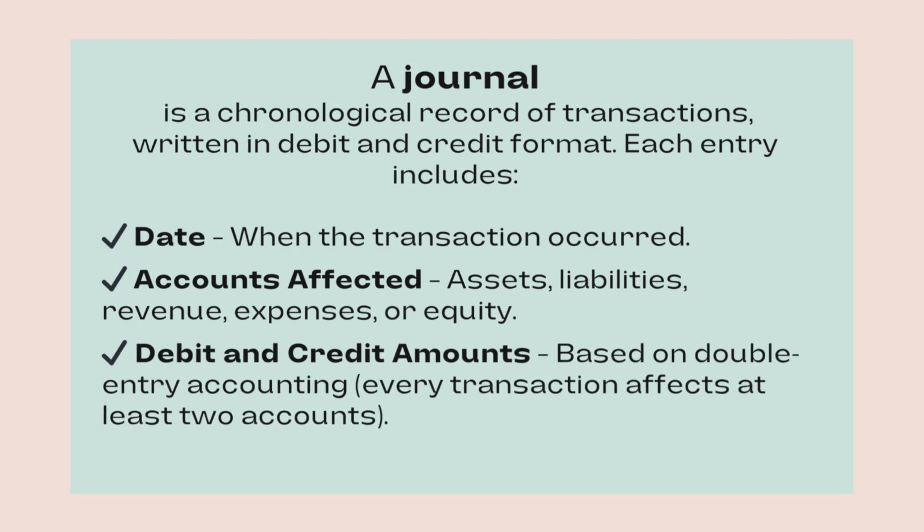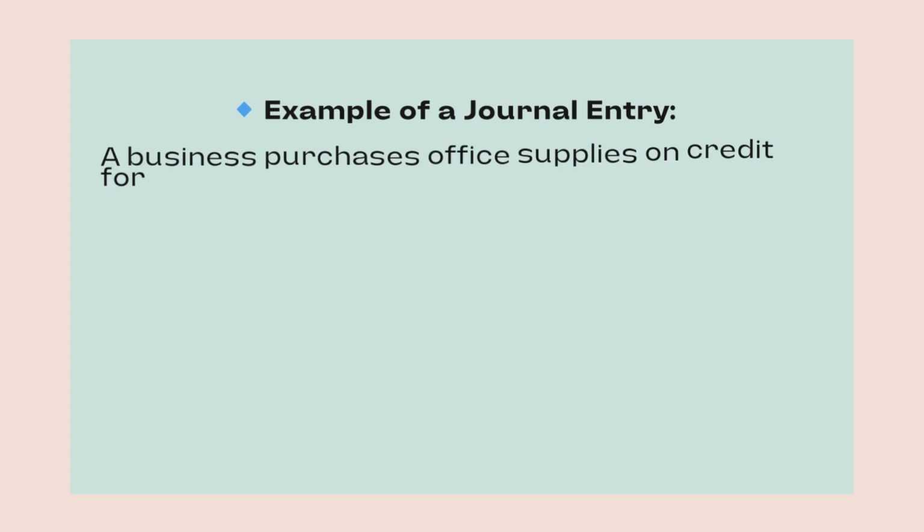Each entry includes the date when the transaction occurred, the accounts affected (assets, liabilities, revenue, expenses, or equity), and debit and credit amounts, based on double entry accounting. Every transaction affects at least 2 accounts. Example of a journal entry.